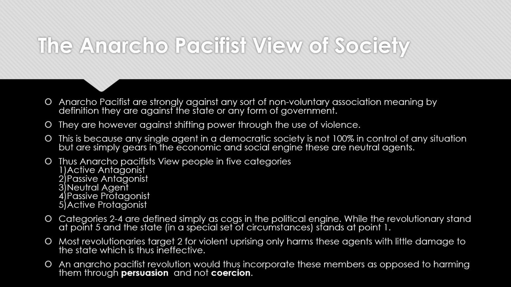An anarcho-pacifist revolution would incorporate these members, these passive and neutral agents, as a part of their revolution, and will bring them to their side through persuasion and not coercion.